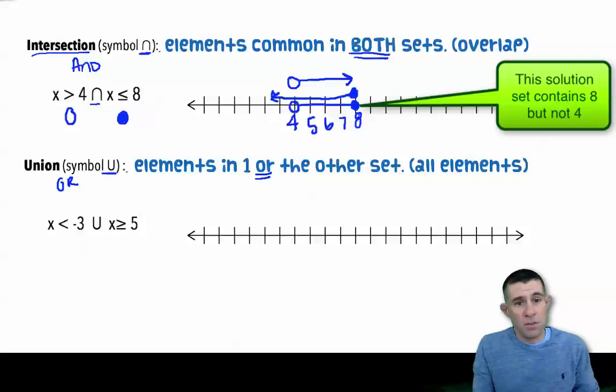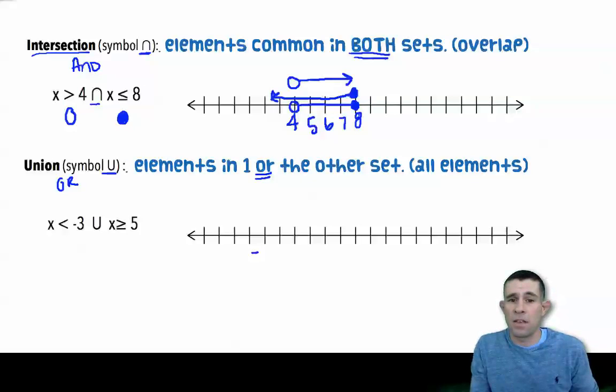Let's take a look at the union then. Here's an example. We want all x's that are less than or equal to -3. So we'll place -3 on our line here. And it's going to get an open circle and an arrow extending off to the left. Or we want all the elements that are greater than or equal to 5. So here's -2, -1, 0, 1, 2, 3, 4, and 5. We'll place 5 on our number line. And this will get a closed circle with everything extending out here to the right.